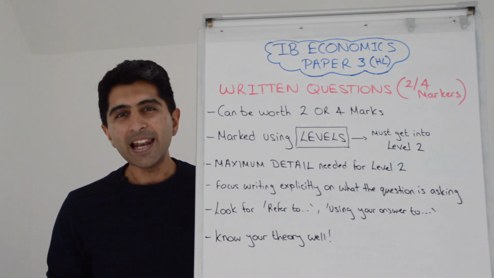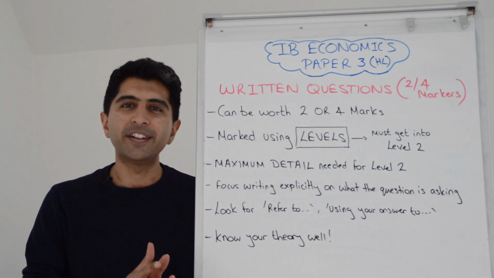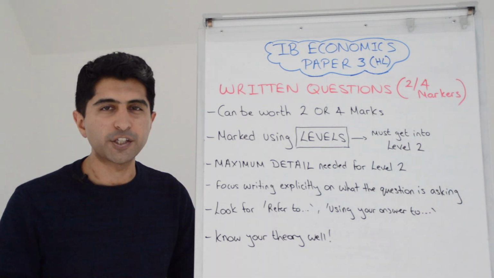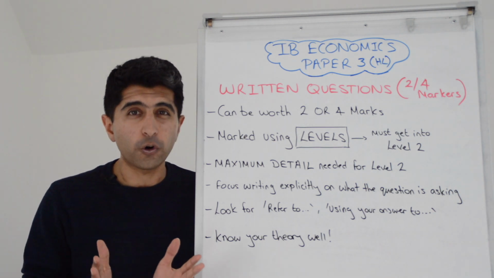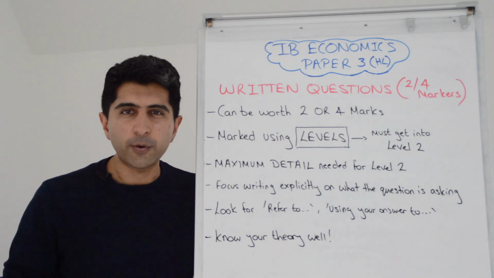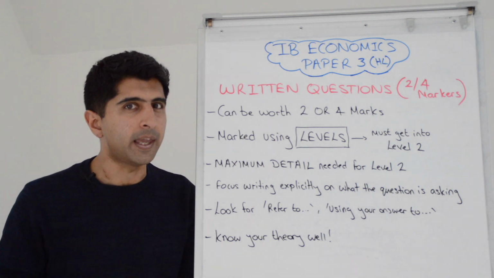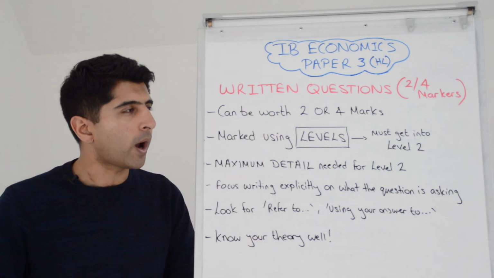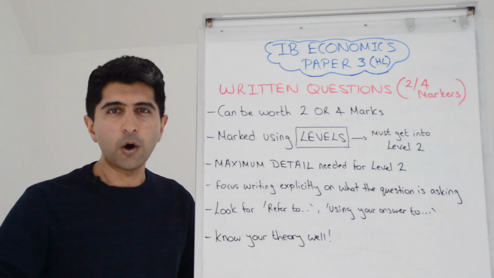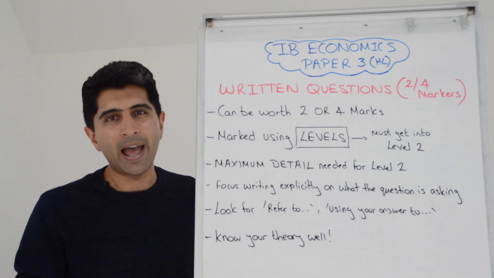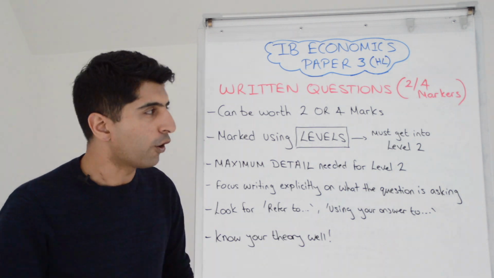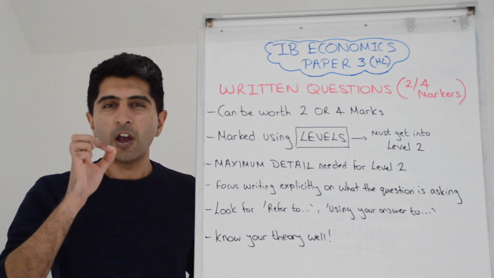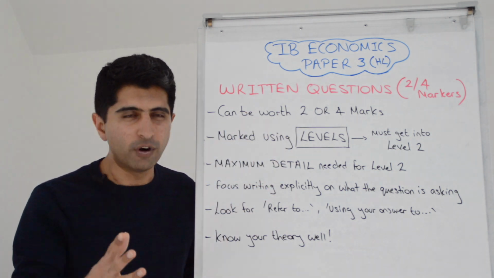Hello, IB high-level economists. We know that before the 10 marker in each of your paper three questions, you're going to have a selection of short questions. We know a lot of those will be calculation-based, but a lot of them won't be. Some of them will be written questions, usually a two marker or a four marker, and this is where a lot of marks can be lost. Not enough weight is placed on these two and four mark written questions.